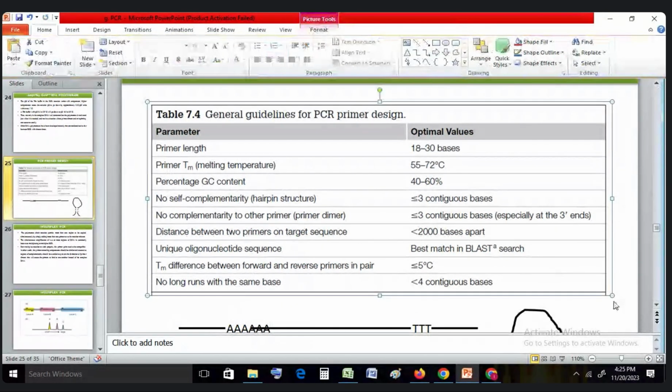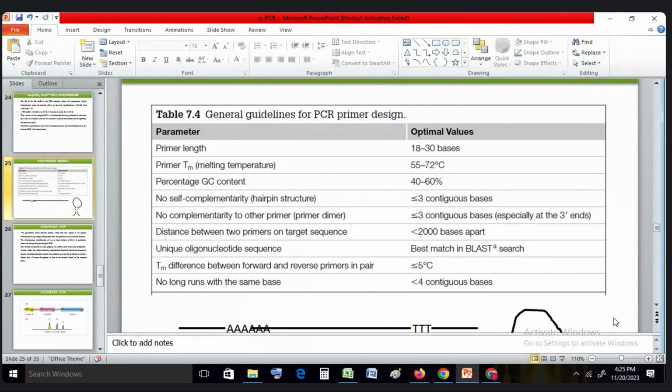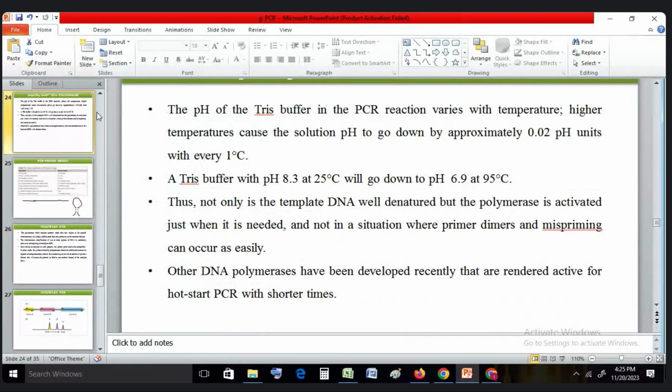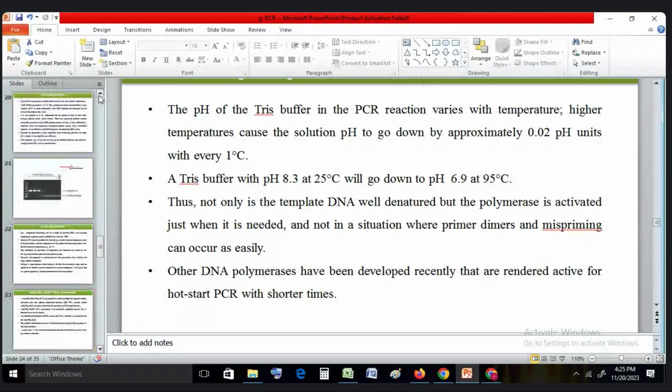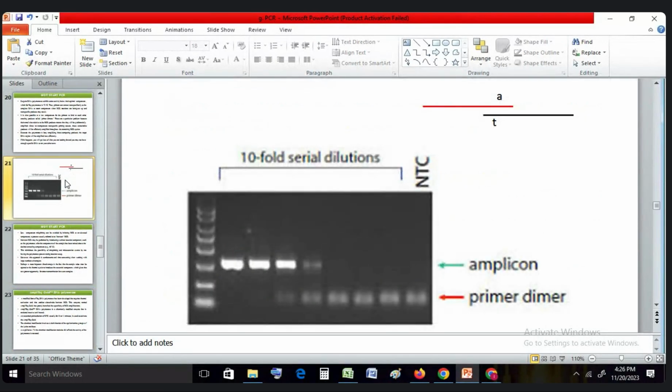Any question about this? Okay, if no question, then we have an understanding that to design a PCR primer, it is important to consider those things.